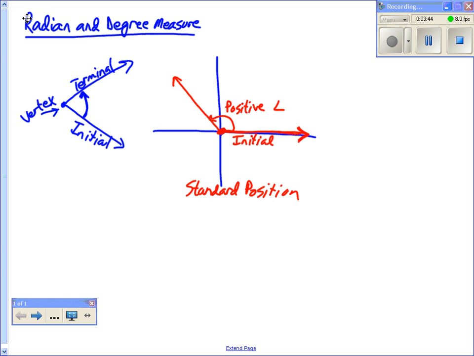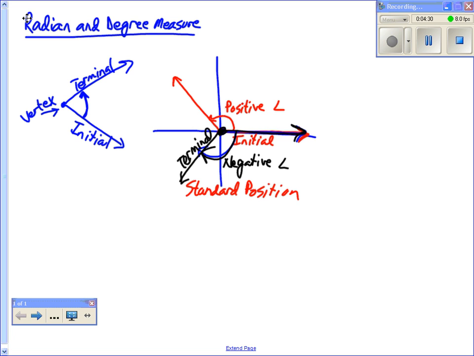Now, if you had your initial side again starting in standard position, and you rotated clockwise, like let's say you went to here. Let me do black here. You started here and rotated to there. This is a negative angle when you go clockwise, and this would be your terminal side. So that is the negative direction, so your angle will be negative. That looks like an angle of maybe negative 120 degrees or something.